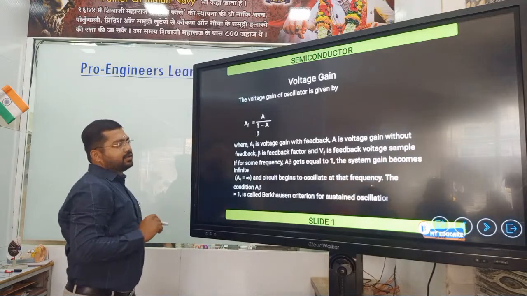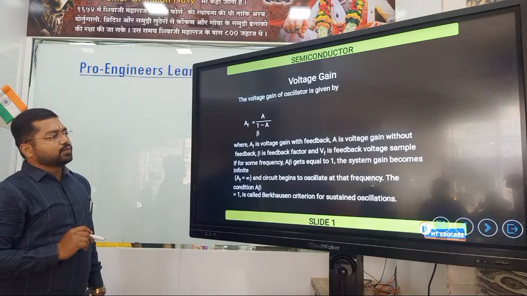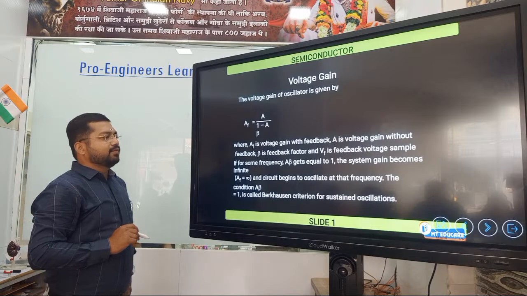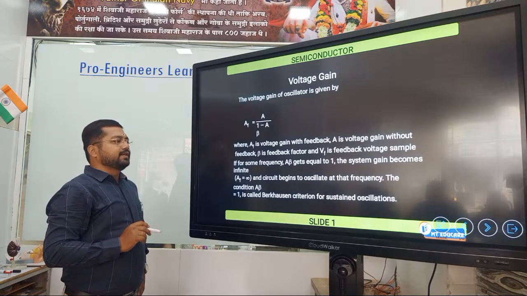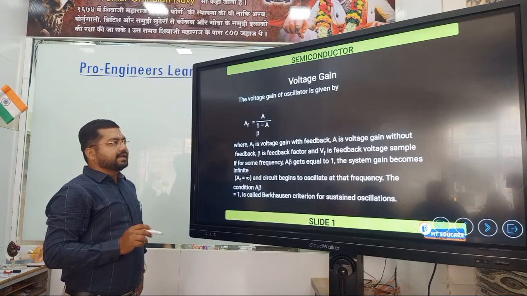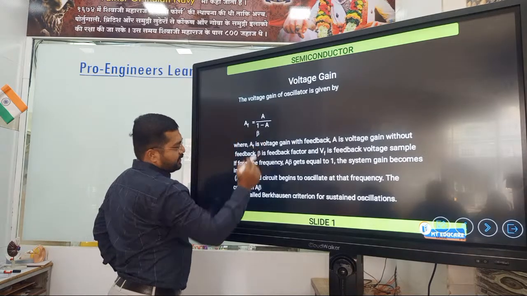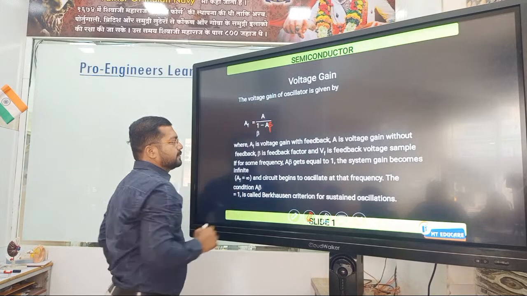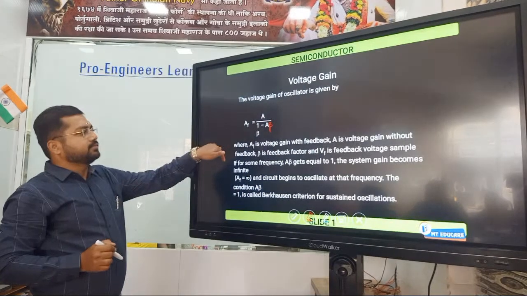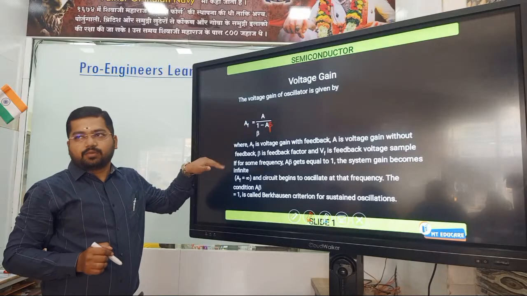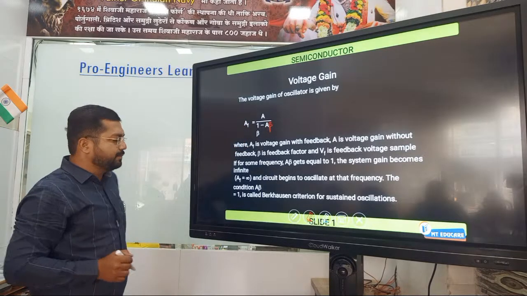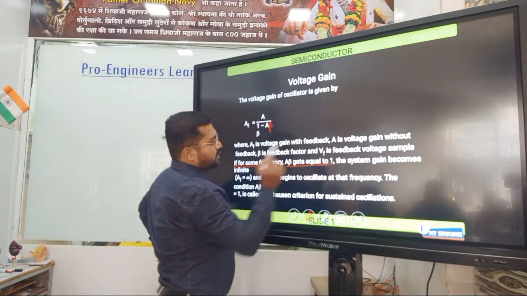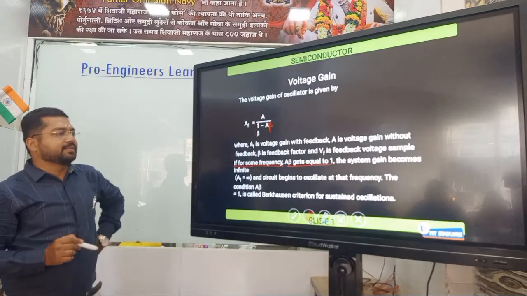Where AF is the voltage gain with feedback, A is the voltage gain without feedback, beta is the feedback factor, and VF is the feedback voltage sample. If for some frequency A beta gets equal to 1, it is actually A beta. In this formula it is shifted below because of some technical issues, but it is A upon 1 minus A beta. So what they ask: if for some frequency A beta gets equal to 1, the system gain becomes infinite.